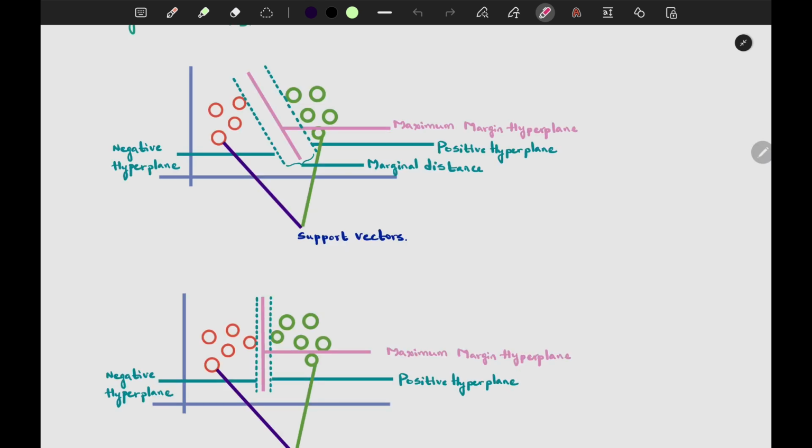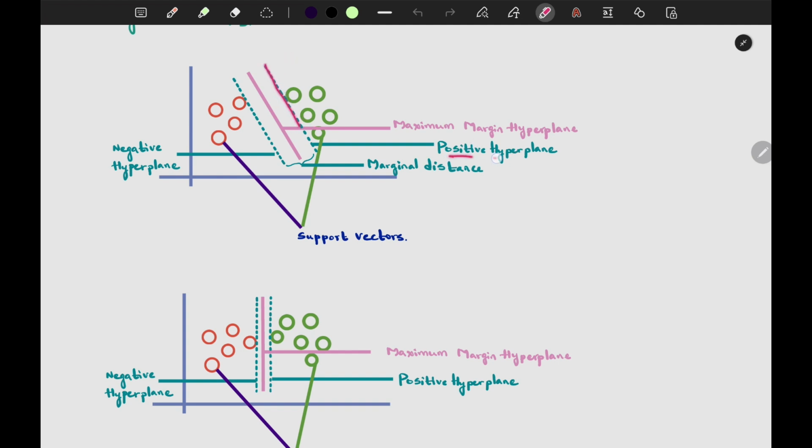First, let's understand the terminology. So here you can see this pink line is known as a maximum margin hyperplane. And the next one, above this, is known as the positive hyperplane, and the one below this is known as the negative hyperplane. So here you can see this is the first point which I can see after my maximum margin hyperplane. So from there I will be drawing this particular line.